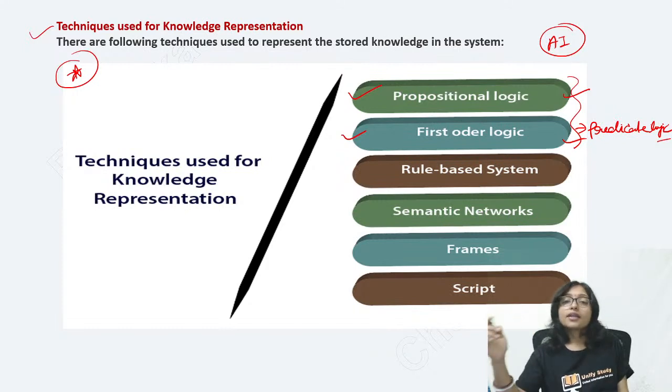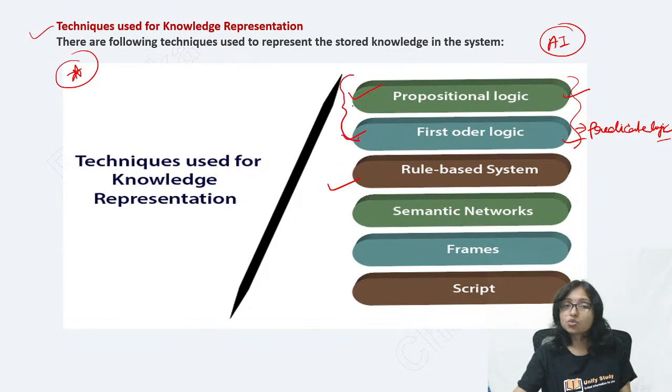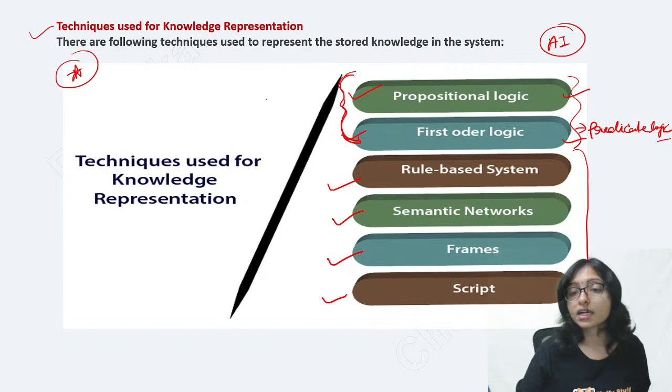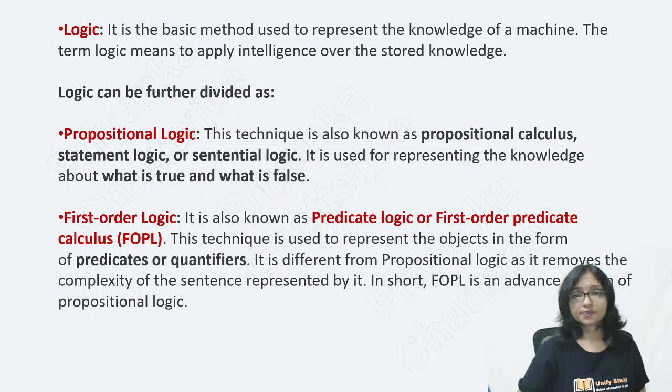Next one is the rule based. So that's why I am not covering these two, and these two are already done. You know already. Another one is rule based, semantic, frame and script. How these are working. What is rule based, what is semantic, what is frame, what is script. That I am going to tell you.